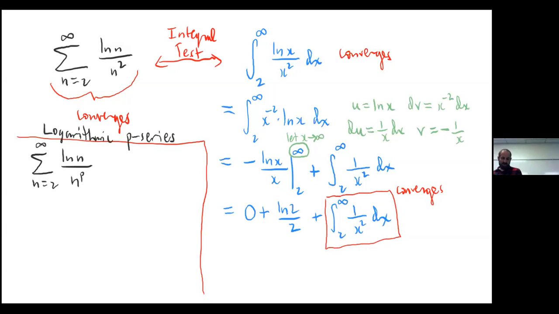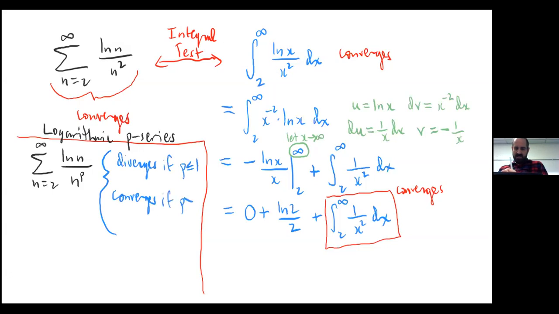What do you think is going to be true about these guys? Anybody care to make a guess? Right, it actually behaves exactly the same as the p-series. Turns out putting a logarithm in the numerator doesn't do jack squat. It's sort of interesting, yeah? Okay, so this thing diverges if p is less than or equal to 1. And what does it do if p is greater than 1? Right, it converges if p is greater than 1.